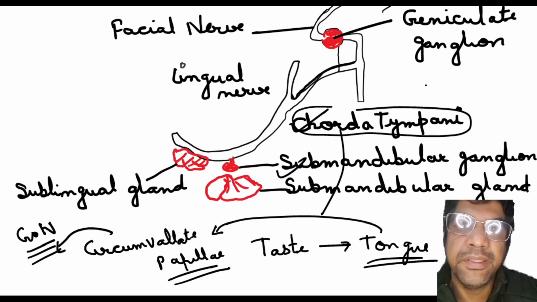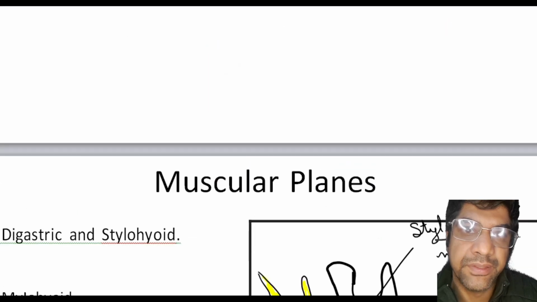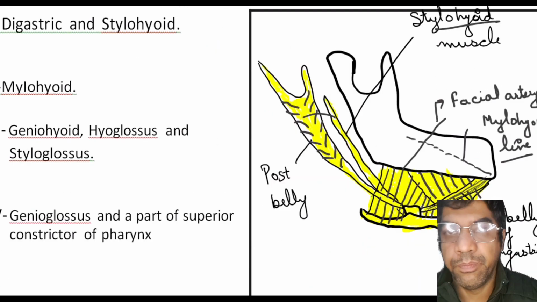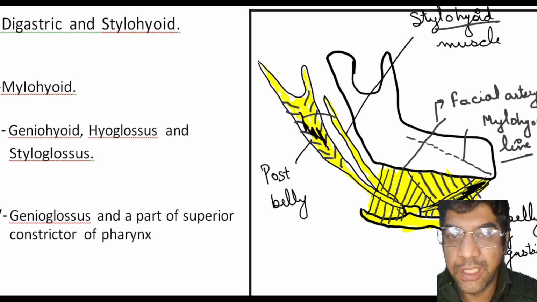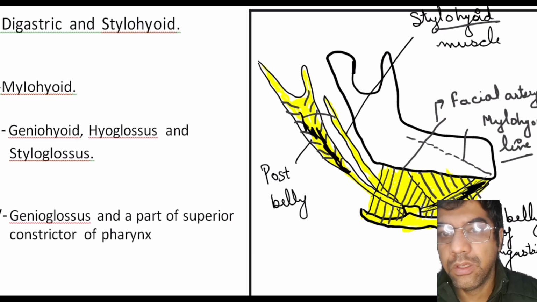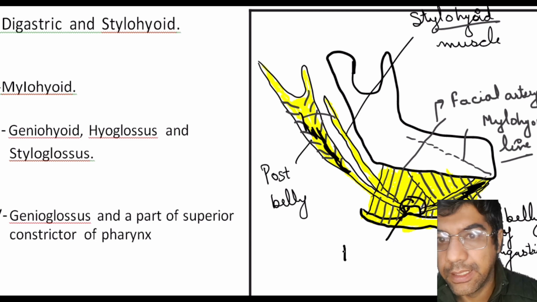Now let us discuss the muscles that are involved. The first is the digastric muscle. Picture this muscle: it has two parts. One is the anterior belly, this one is the anterior belly, and this one is the posterior belly. Both of them are connected by this middle tendon, right?